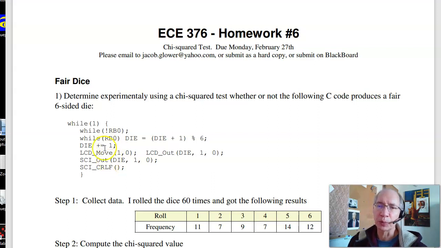That's not the whole program. You need the setup to initialize the LCD, initialize the serial port, stuff like that. But here's the heart of it.